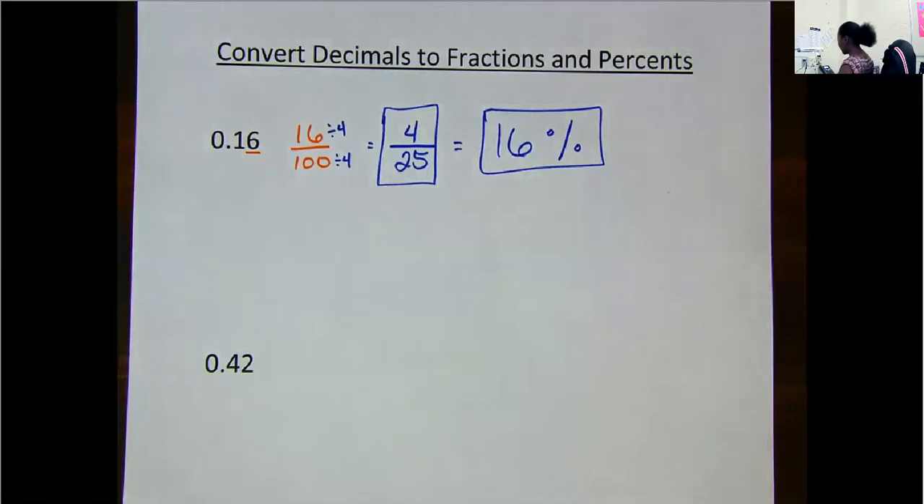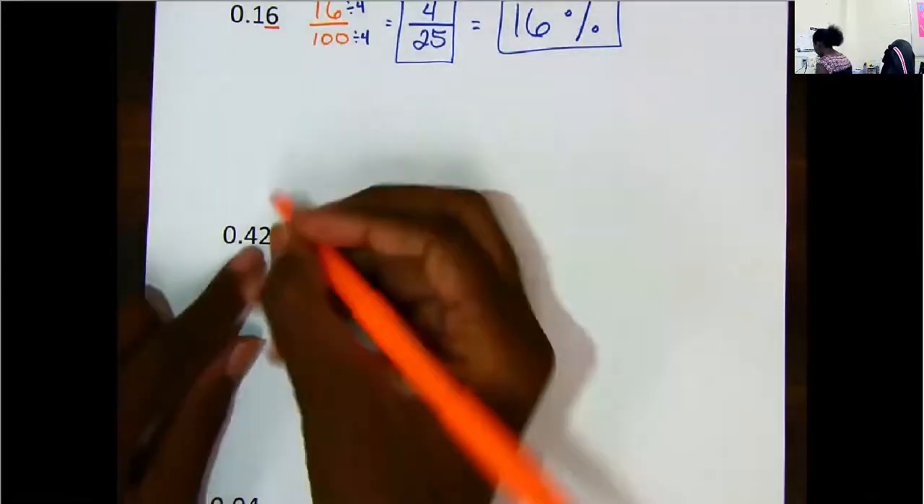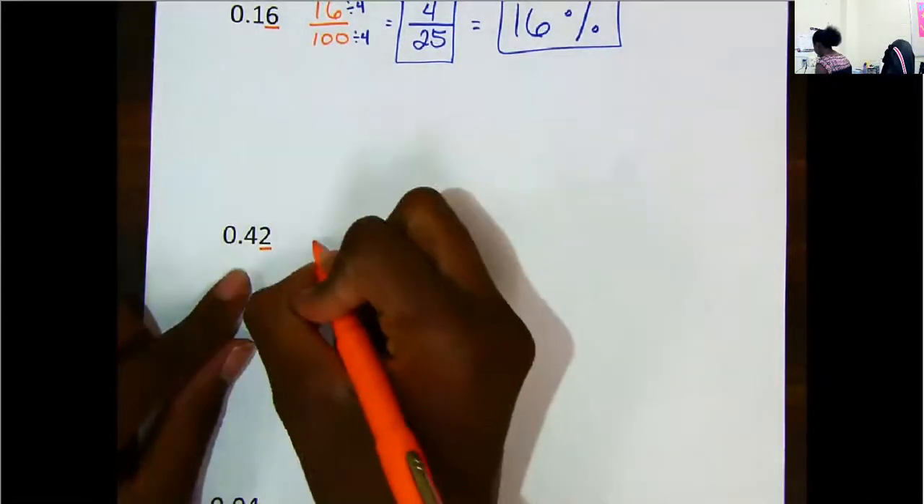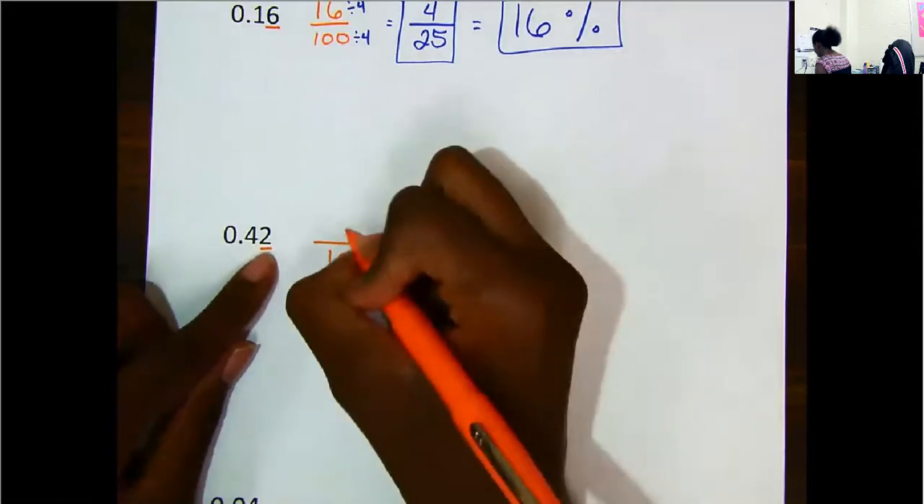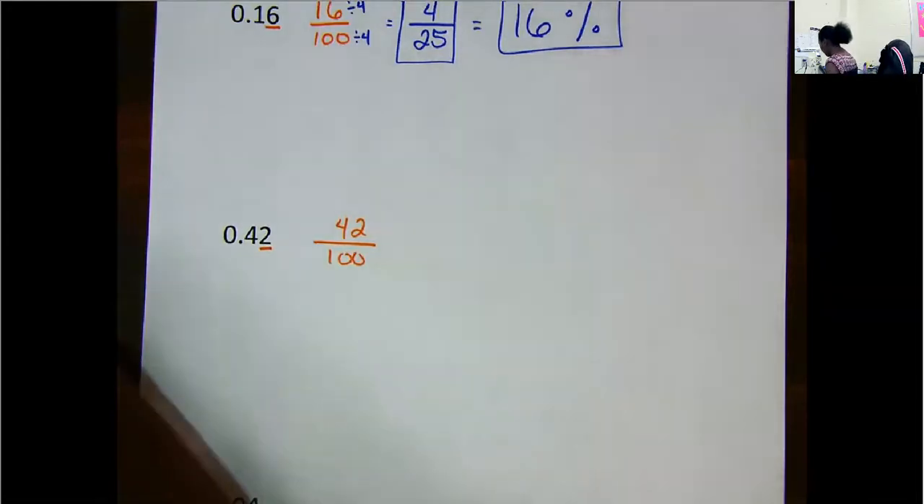Okay, let's look at the next one. Again, we're going to look at the last number to determine our denominator. 42, the 2 is in the hundredths position, and then I will put the 42 on top. I now have a fraction, but again, because it's a fraction, I need to see if I can simplify it. Both of those numbers are even. 42 and 100 are both even. I can't think of a bigger number than 2 to use here. If you can think of a bigger number, go ahead and use it. But I'm going to start with 2.